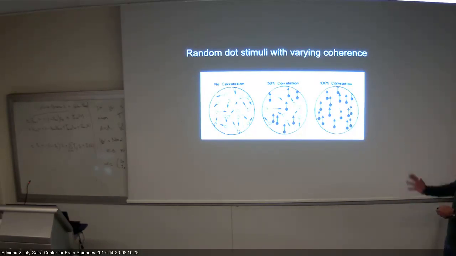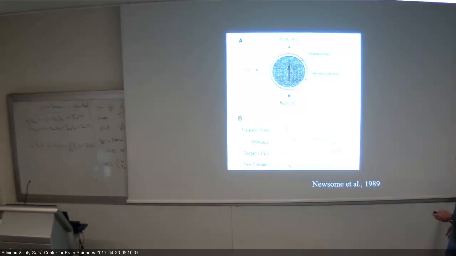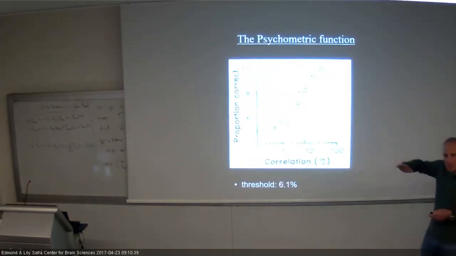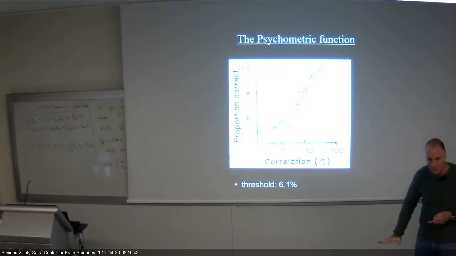Okay, so at 50% correlation, he's perfect. As you go into lower and lower correlation, there's less information in the stimulus, so it becomes more difficult. So correct means the correct decision. If the dots moved upwards, the monkey said upwards. If the dots move downwards, he said downwards.